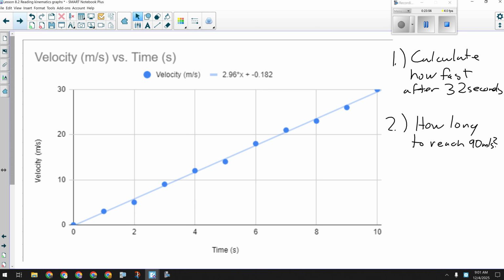Okay, see if you can calculate for me those two things. Those don't require any skills you don't already have and have been using all week.